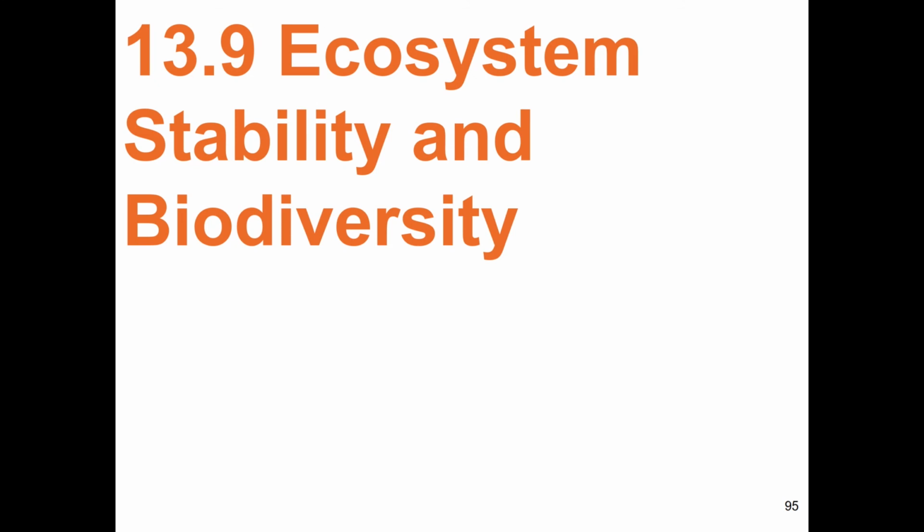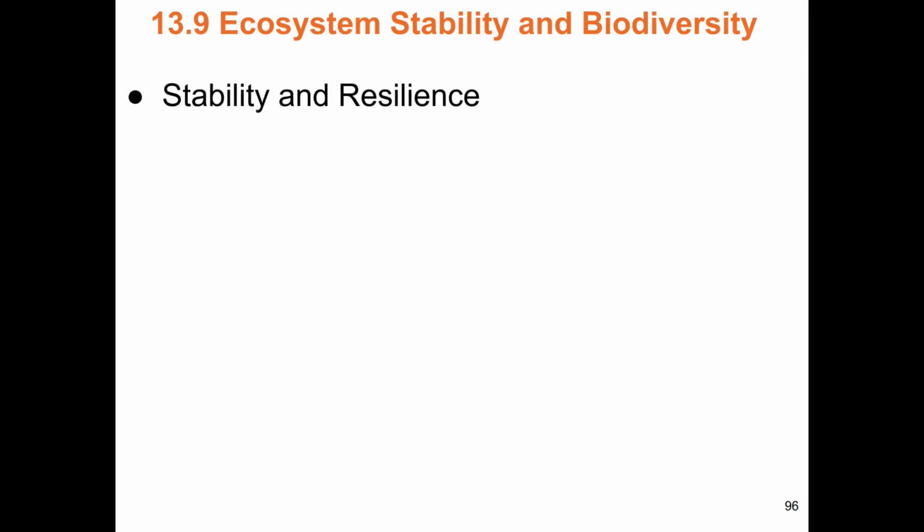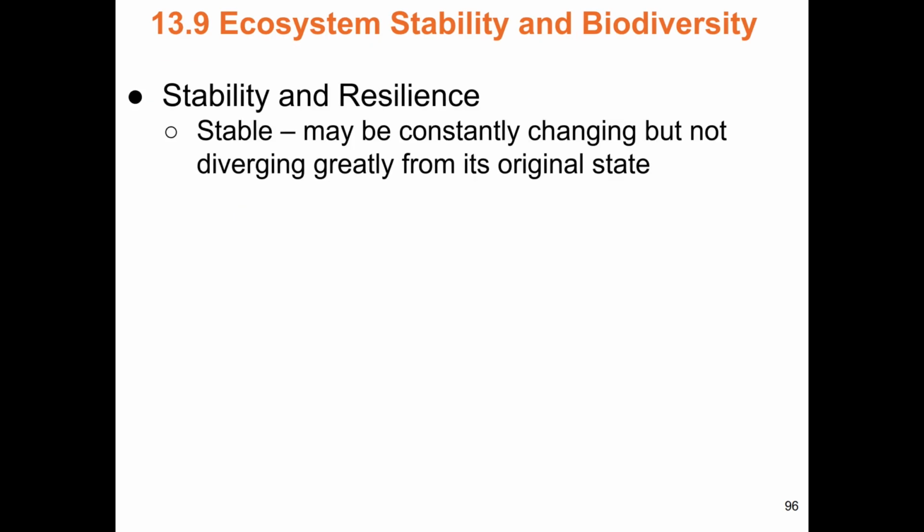Stability and biodiversity. As I mentioned, biodiversity is a key factor in stability. Biodiversity is good. The more diverse everything is, the better off everybody is. So stability and resilience. Stability, yeah, it's maybe constantly changing, but not diverging greatly from its original state. So stability is how much change is going on in an ecosystem. If there's very little change, we'd say it's stable. If it's constantly changing, then it's not very stable.